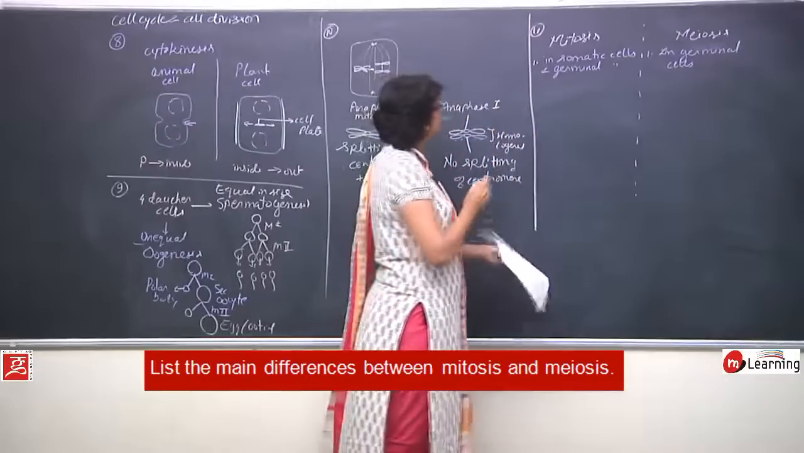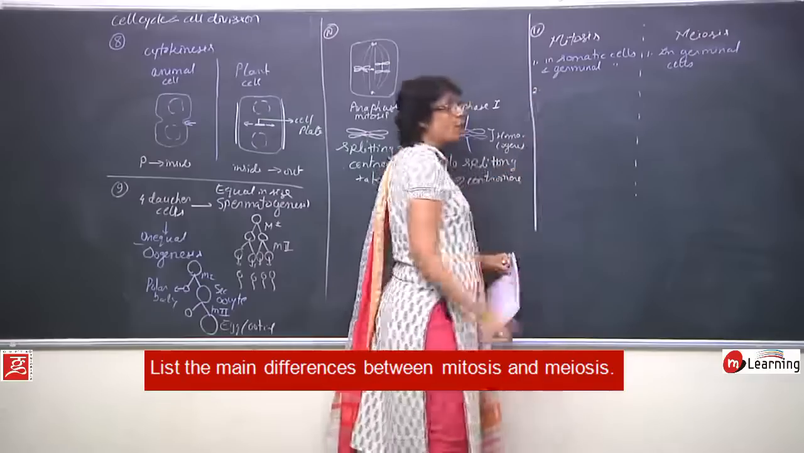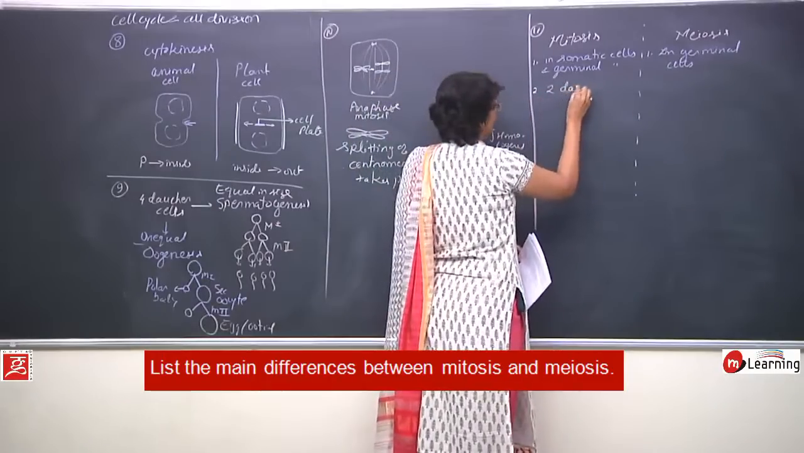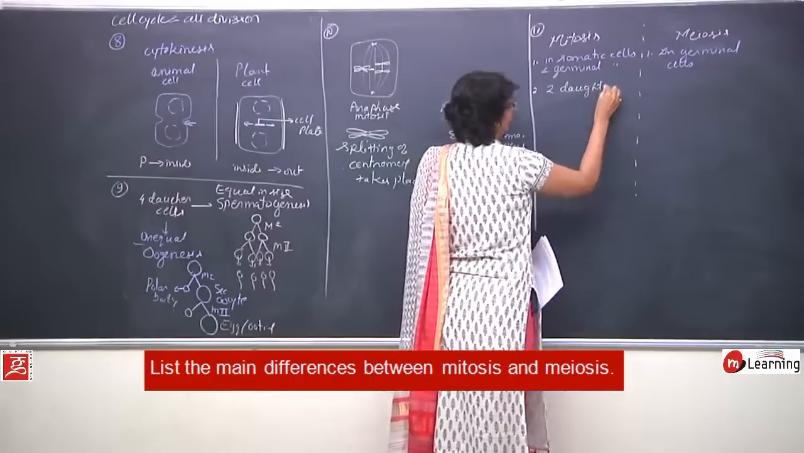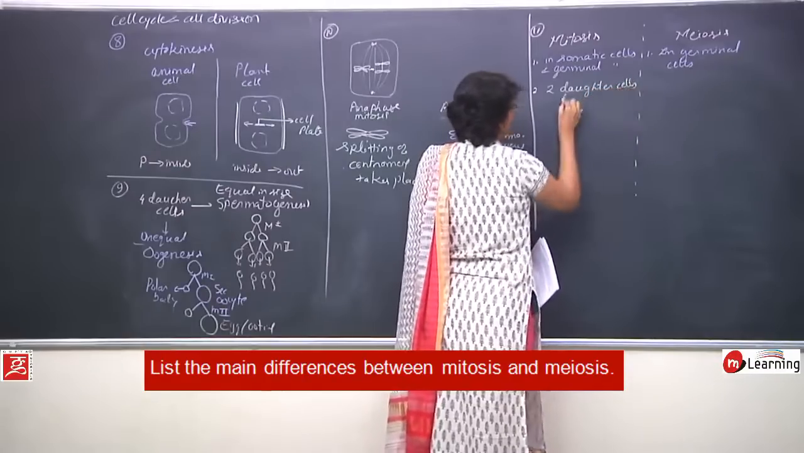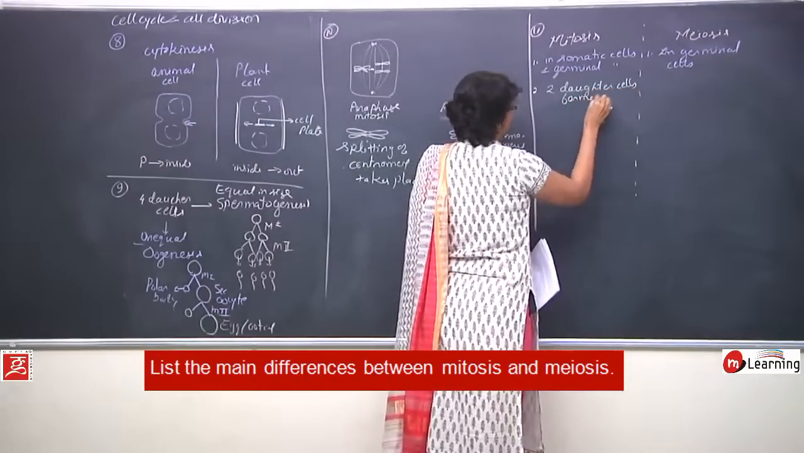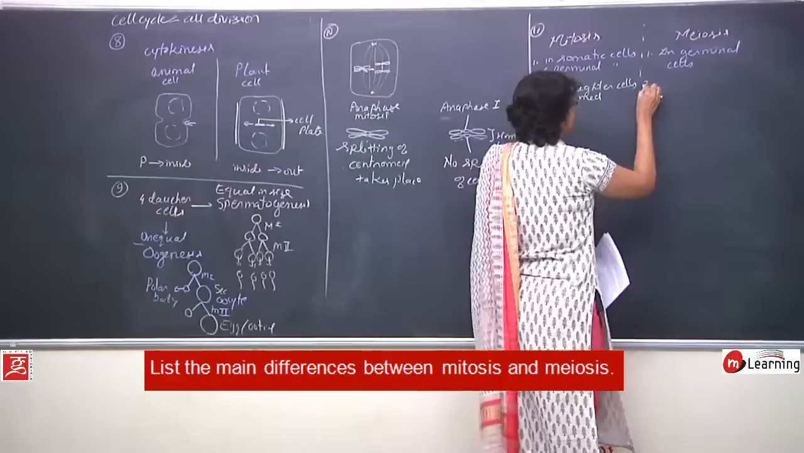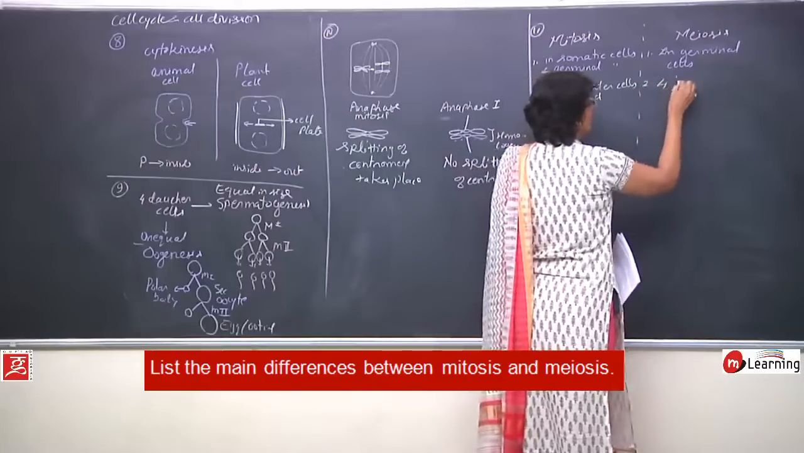Second difference, how many daughter cells are formed as a result of mitosis? 2 daughter cells, as a result of one mitotic division. Whereas in case of meiosis, 4 daughter cells.